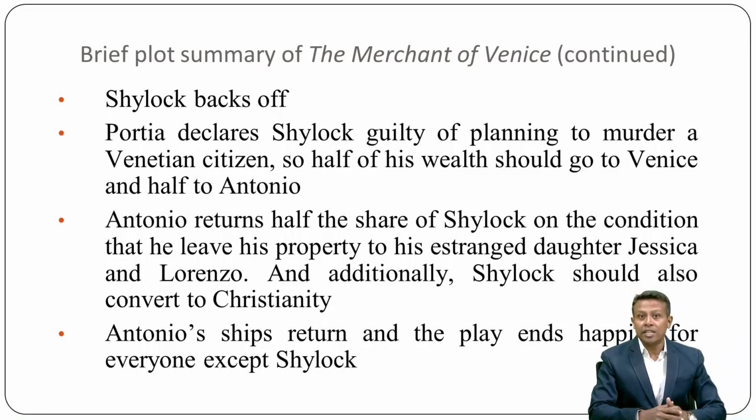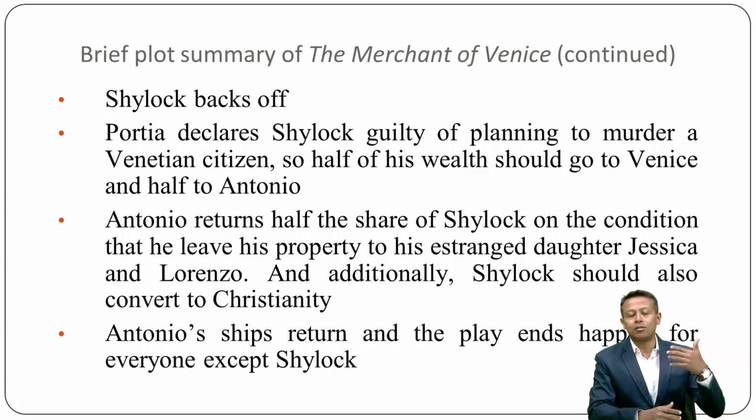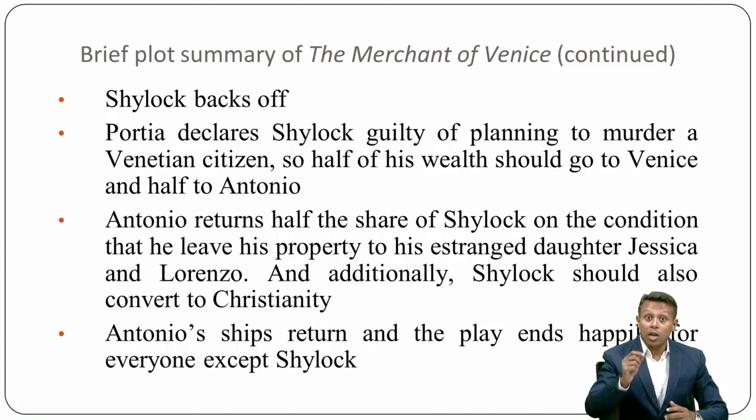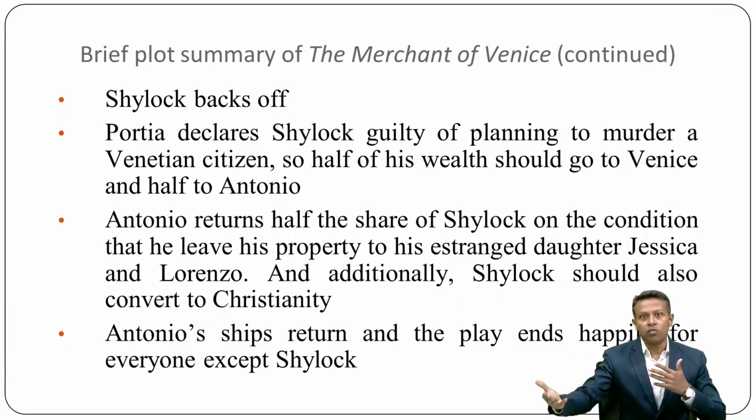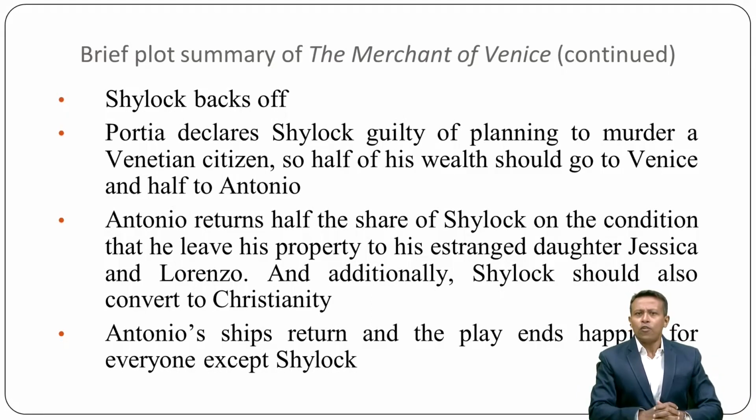In fact, Portia goes on to declare that since Shylock is guilty of planning to murder a Venetian citizen, what is the punishment? Half of his wealth should be confiscated by the government of Venice, and half of the wealth should go to Antonio, against whom he had planned to murder. So there is an absolute loss of wealth by Shylock, because half of his wealth should be confiscated by the Venetian government, and half should go to Antonio.